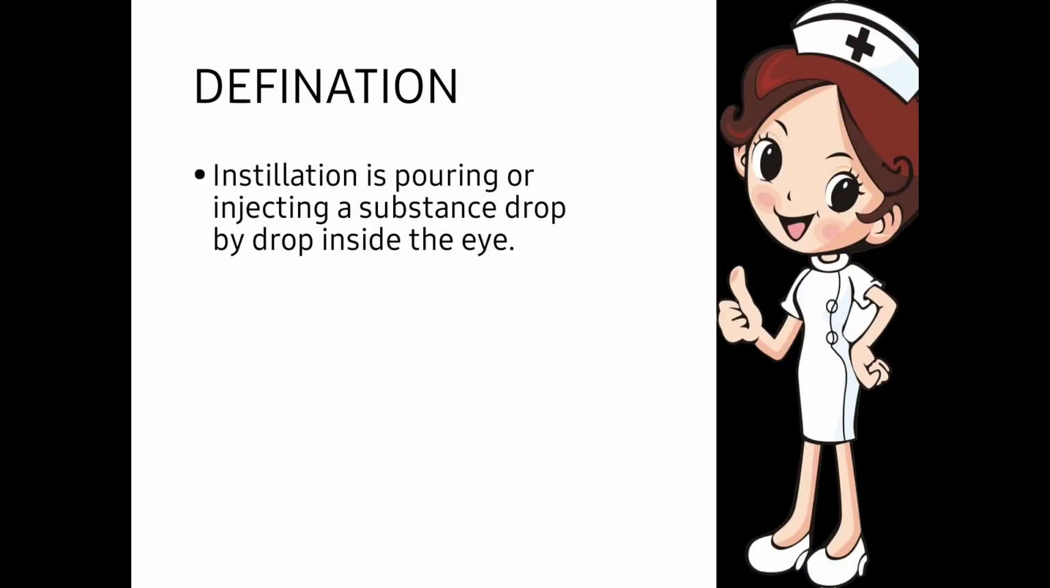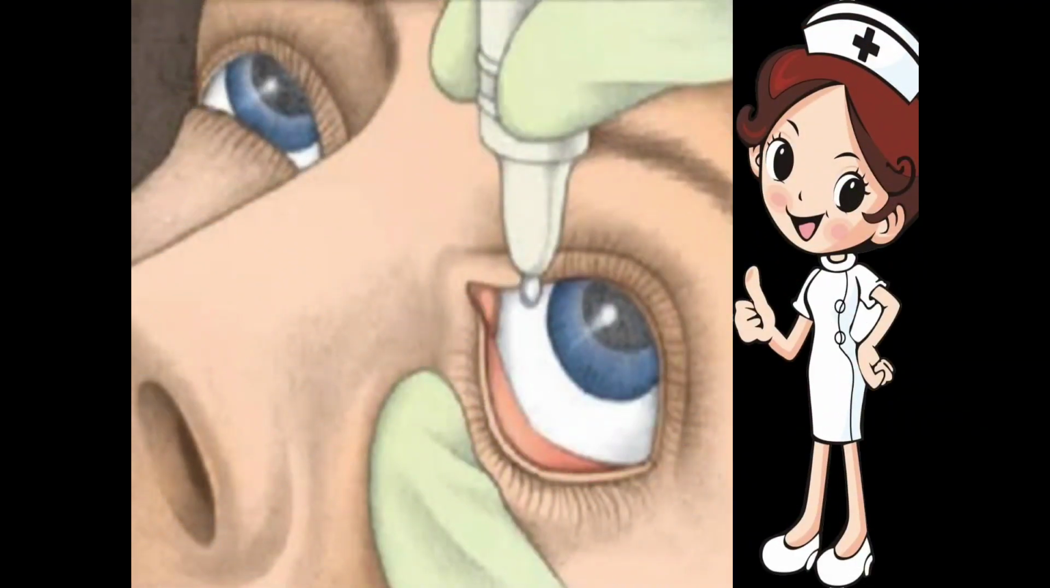The word installation simply means we are pouring or injecting a substance inside the eye, which is drop by drop. When we are talking about the installation of eye drop, then we are putting the eye drop inside the eye. Next one, this one is the setup when we are putting the eye drop inside the patient's eye.